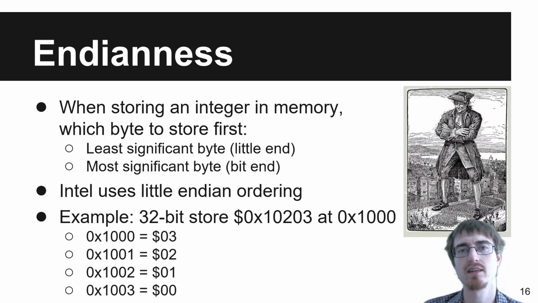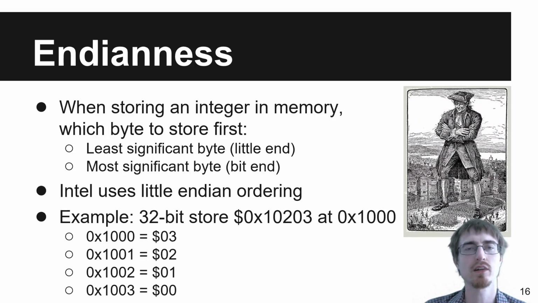Then the next byte, 02, is stored at 1001. The next byte is stored at 1002. And finally, even though it's 0 and you cannot see it in the default notation, there's also a 0 byte. That is the most significant byte, because we have a 32-bit store. And this one is stored at 1003.